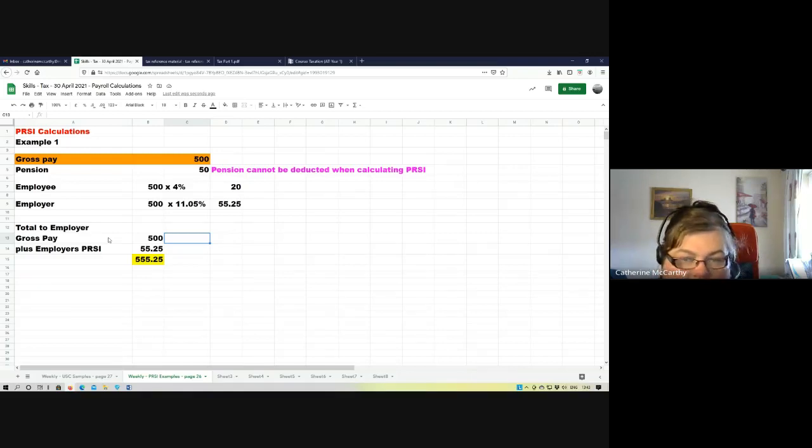Just in case they asked what was the total cost to the employer. And if you were ever out in a real life situation doing payroll and your employer came to you and said, how much will that person cost me to employ him or her? It's always the gross pay plus the employer's PRSI. Okay, are we okay with that? Yeah?